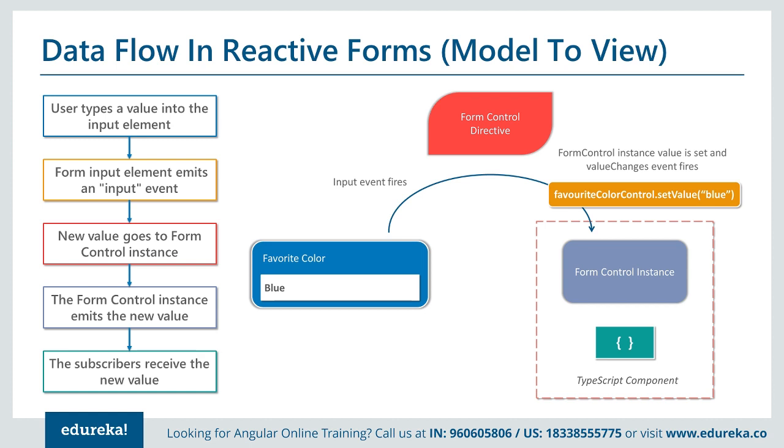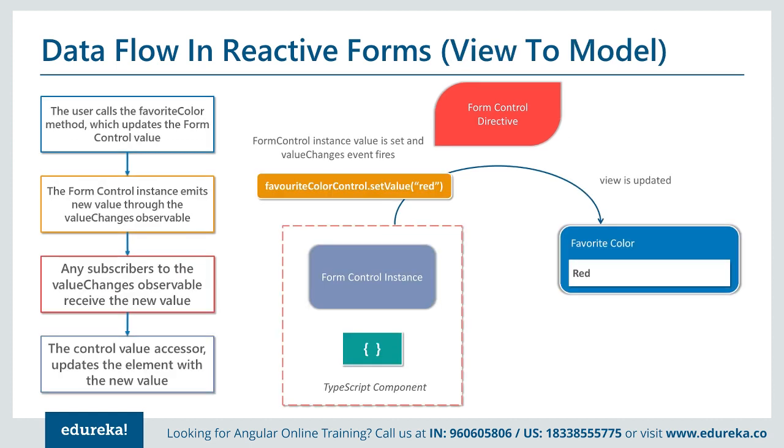You need to understand how the flow happens. Data flow in the reactive forms: view to model. The user calls the favorite color method, which updates the form control value. How will you call it? By clicking a method or something, entering data. The form control instance emits a new value whenever you put something in the text input, modifying the old value with the new value.